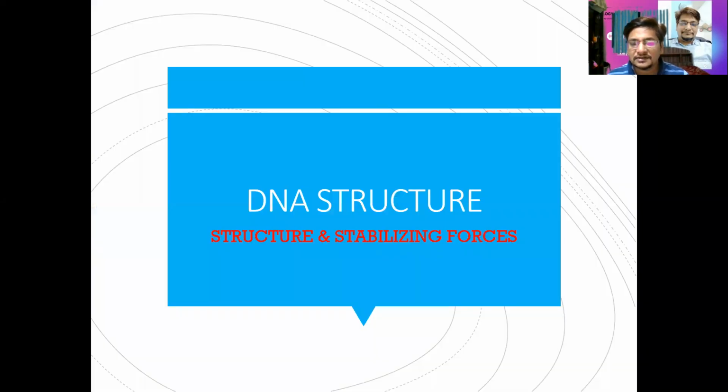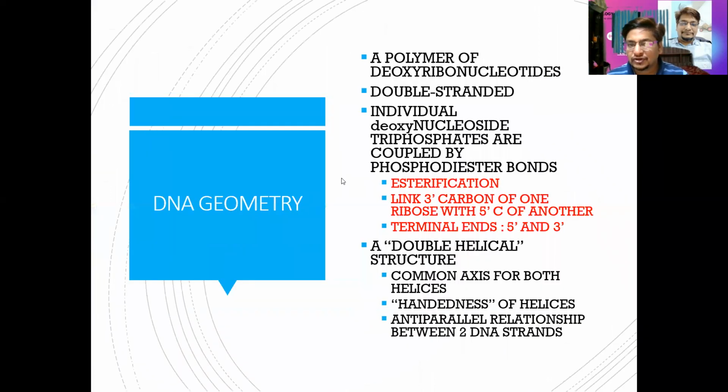So let's first see the structure of the DNA. Basically, a basic idea about the DNA: it is a polymer, it is a polynucleotide. The monomer is a nucleotide. In DNA, the sugar is going to be deoxyribose. That means at carbon number 2 the OH group is not there. Rather, the oxygen is removed and only the hydrogen is there. And it's a double stranded structure.